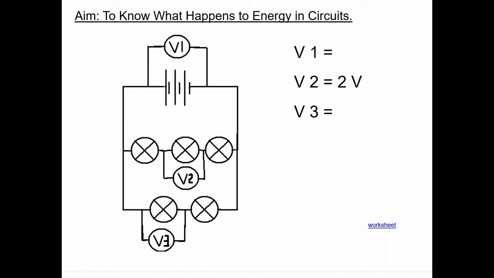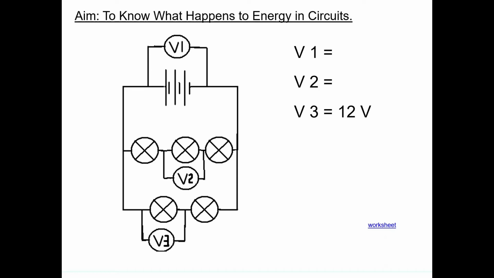V1. Right, V2 is 2 volts. There's 3 of them on that middle row, so the total voltage being dropped must be 6. So the battery must be 6. V3, well, we know the total dropped across that bottom row is 6 volts, so it must be 3 volts in each. So I'm sure you're getting good at these now.